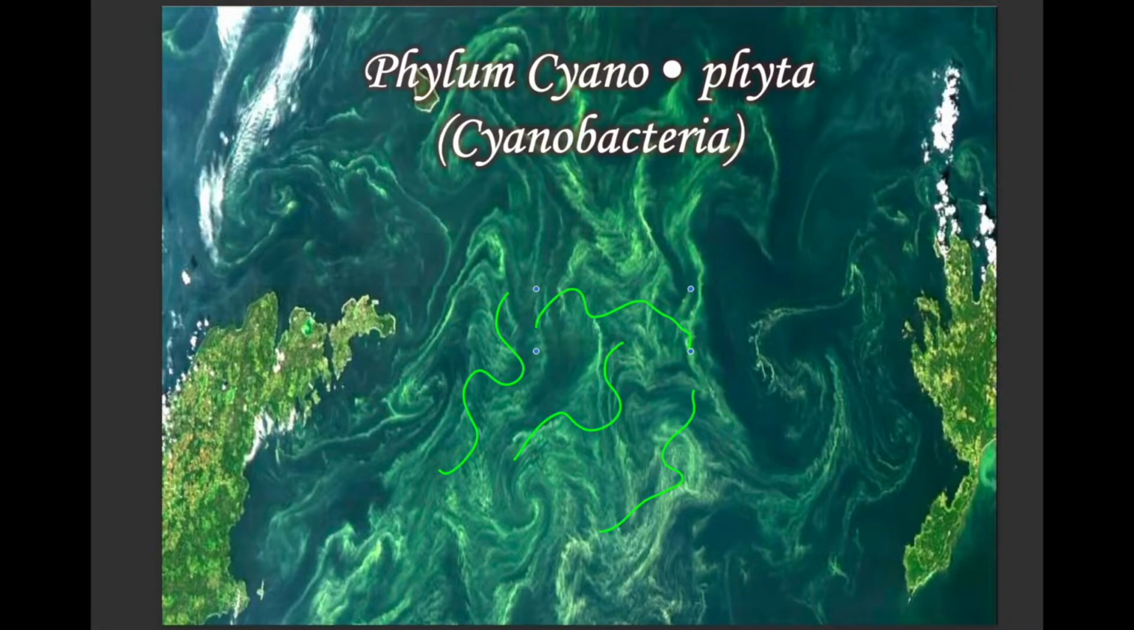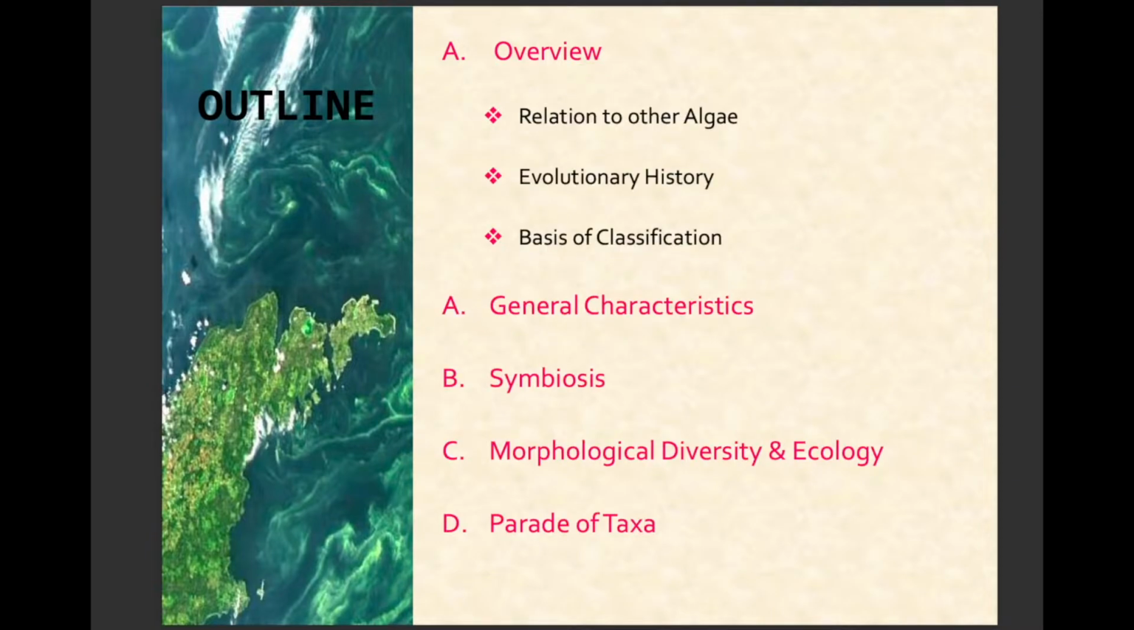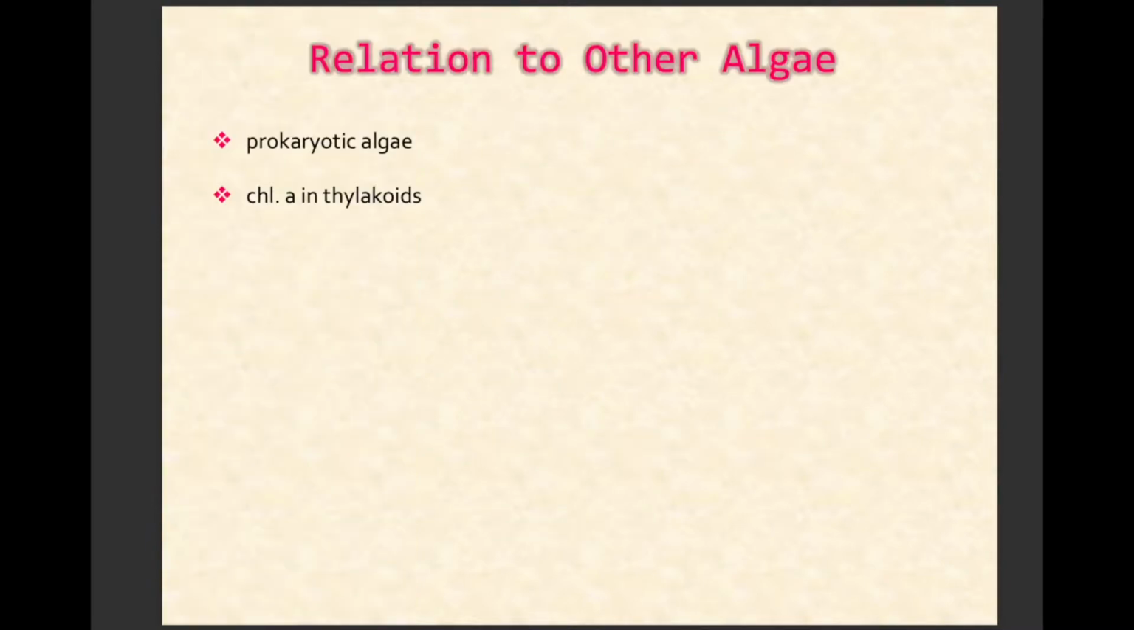Okay, so before we start our lecture, let's have the general outline of our lecture for today. First, we'll have the overview of the Cyanobacteria. Here we'll talk about their relation to other algae, their evolutionary history, and their basis of classification. So let's first go to their relation to other algae.